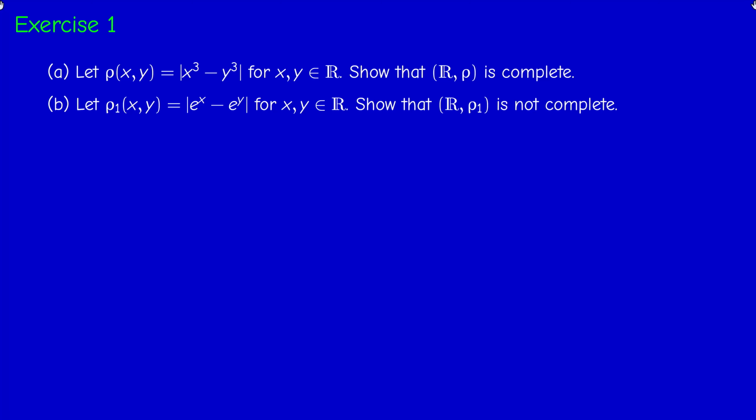Second question, we equip R with another distance, rho 1, which is given by e^x minus e^y in absolute value. And we have to show that R is not complete for rho 1. So we have to use two distinct strategies. To show that (R, rho) is complete, we have to start with an arbitrary Cauchy sequence and prove that it is convergent for this distance. In the second question, we have to find one Cauchy sequence which is not convergent. So don't confuse these two ideas.